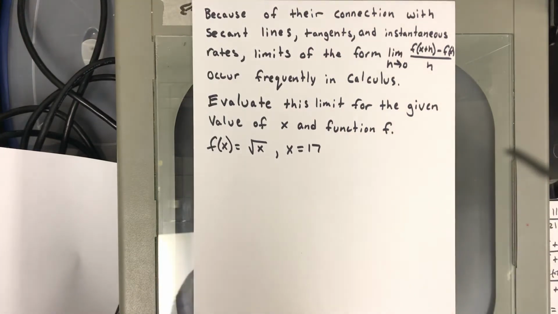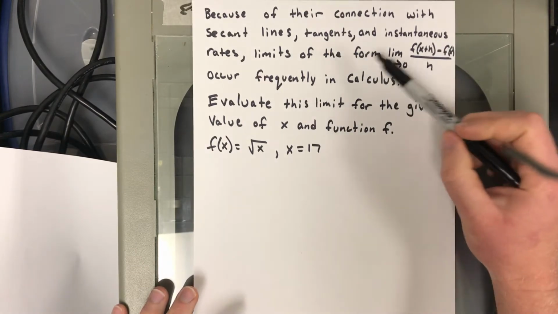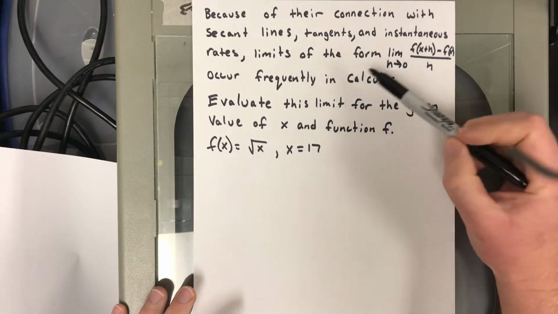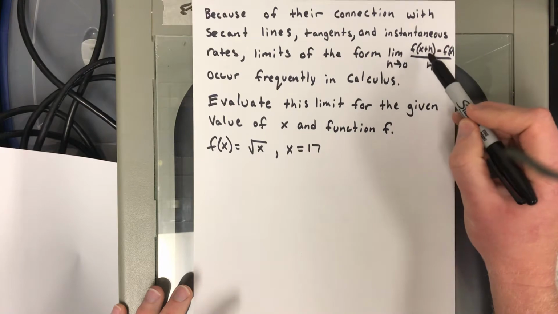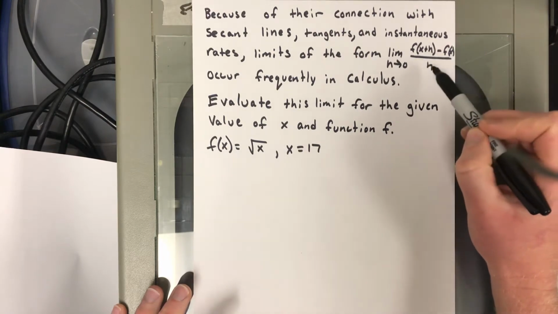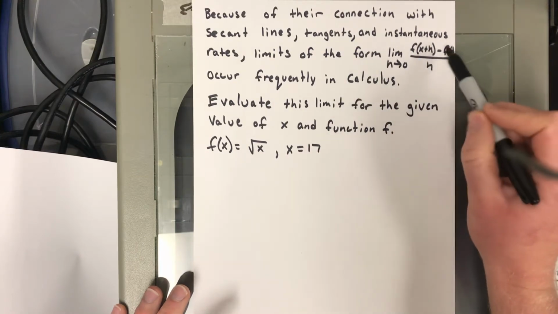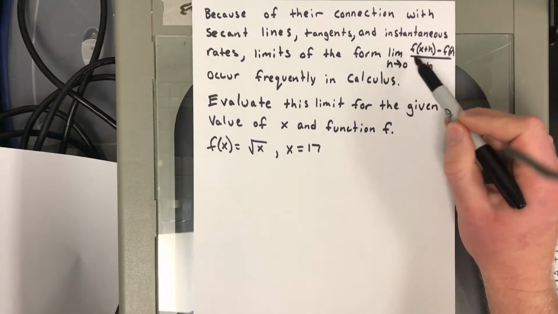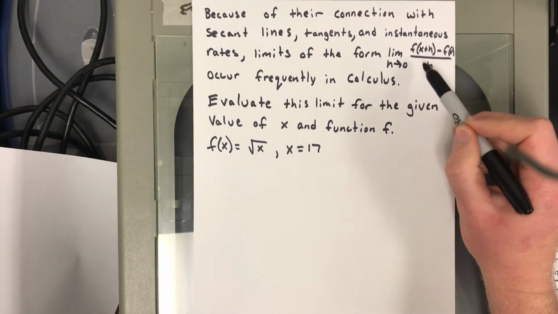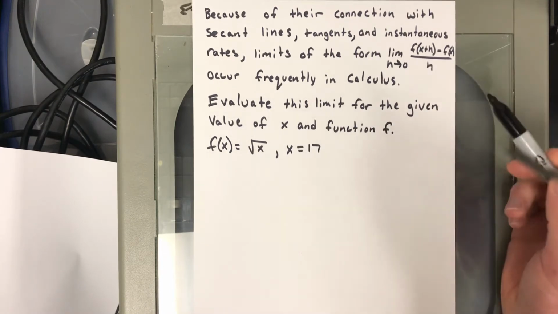Hey everyone, here's another example from section 2.2. The question says, because of their connection with secant lines, tangents, and instantaneous rates, limits of the form limit as h approaches 0 of f of x plus h minus f of x over h occur frequently in calculus. So we've seen this equation. This is basically finding the tangent slope from section 2.1. And they're just saying that these slopes occur frequently in calculus.